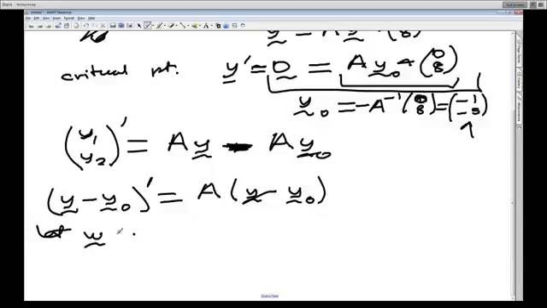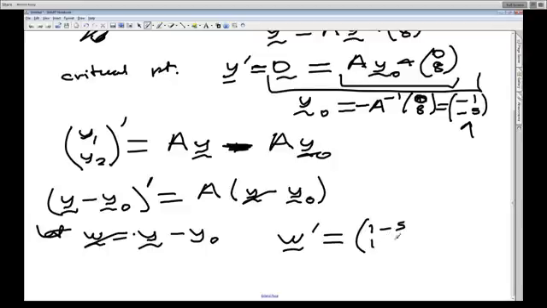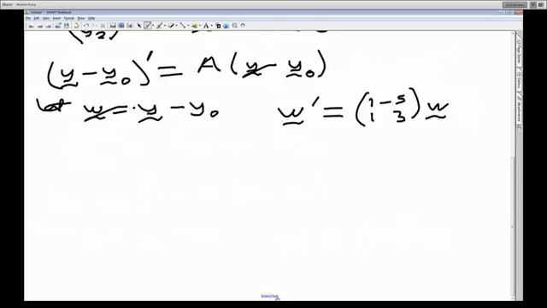Let W be y minus y naught. And so what we're now left with is my new vector W' equal to the matrix A, (1, -5; 1, 3), times W. So I've just reduced it to a homogeneous case.